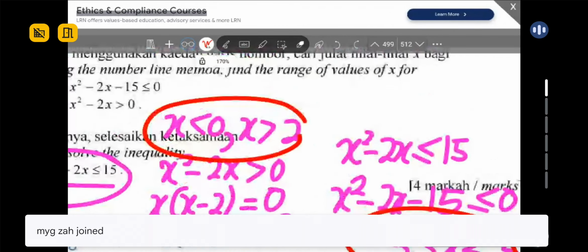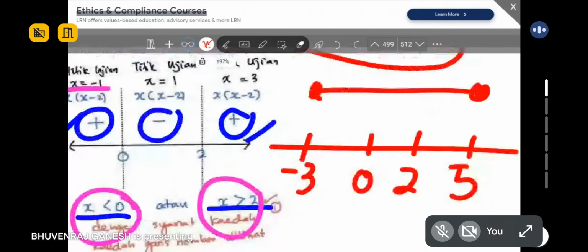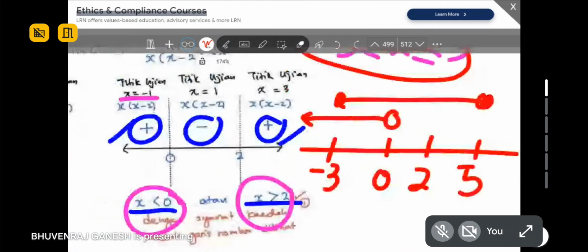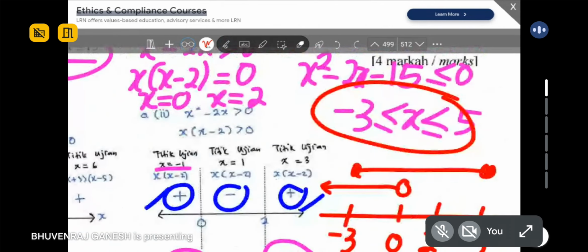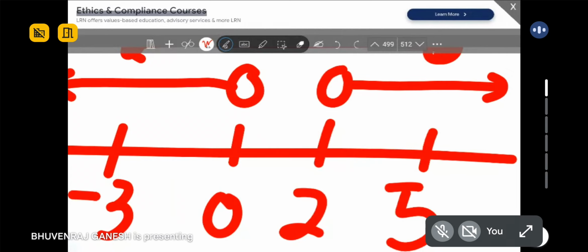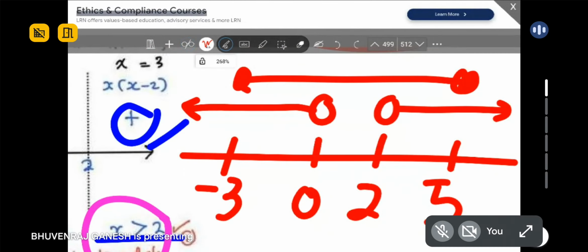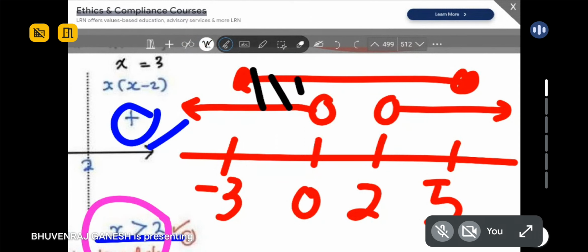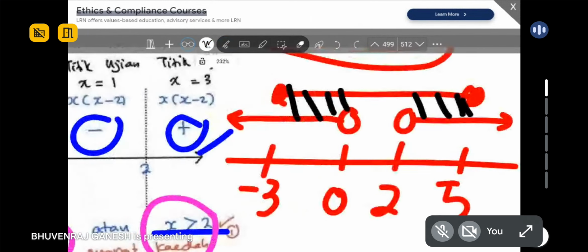And then x less than 0, you guys will draw like this. Am I right? Something like this. And then x greater than 2, lebih besar dari 2. So you guys draw like this, correct? So where is the common region, guys? Kat mana kawasan yang serupa? The common region is this and also this. Am I right? The intersection part lah.